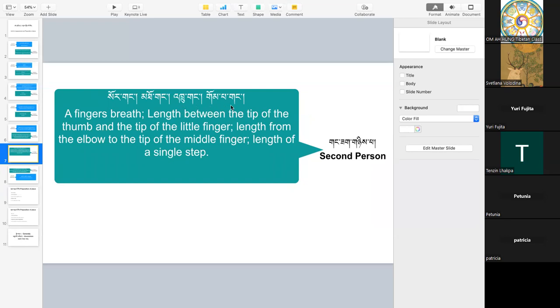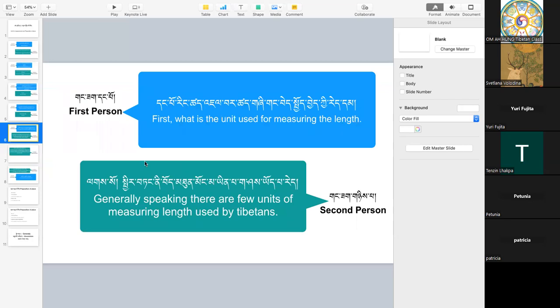Mostly if you talk to the older people, you will find that the elders know these units. Many of the youngsters may also be aware of this, but you'll find a small group of Tibetan people who may not be aware of these. But definitely these are traditional ways of measuring length. And length is called ringse.